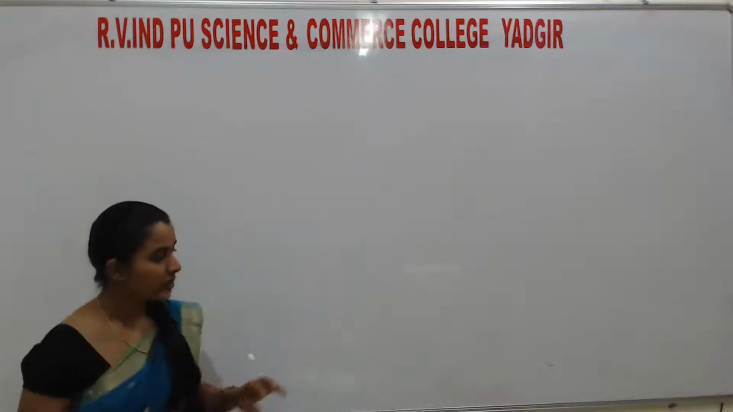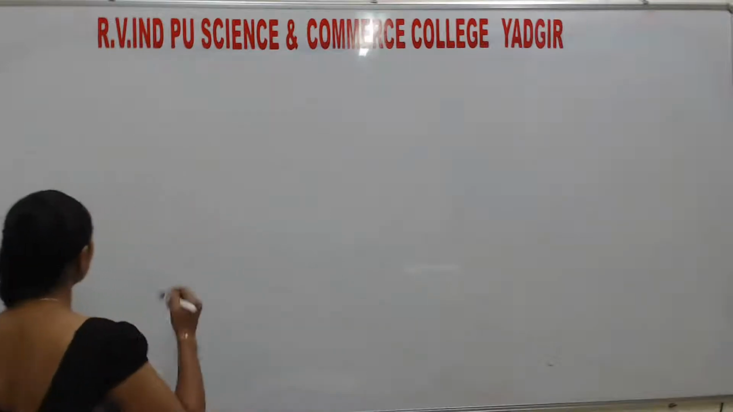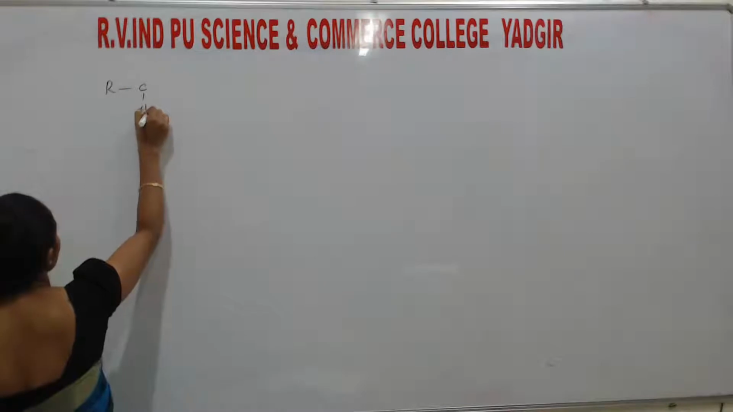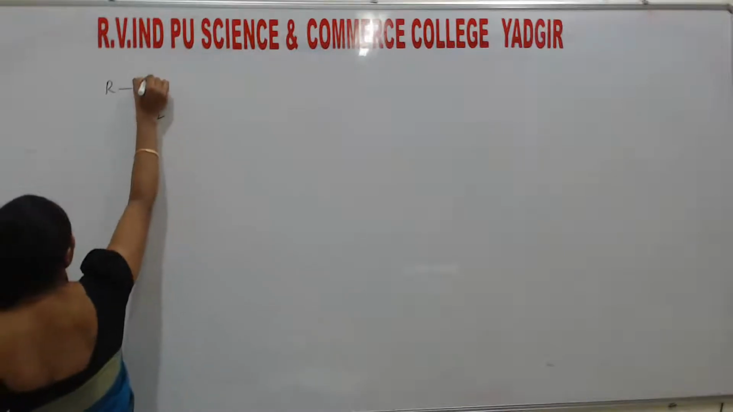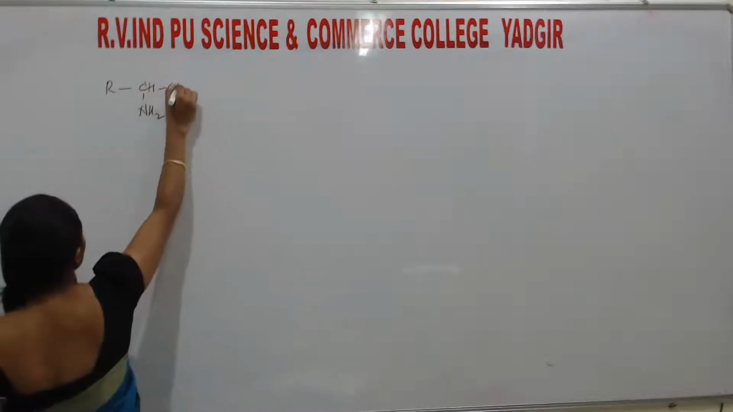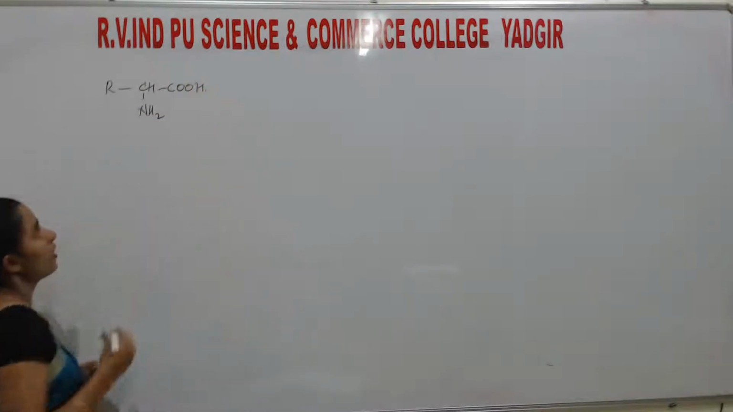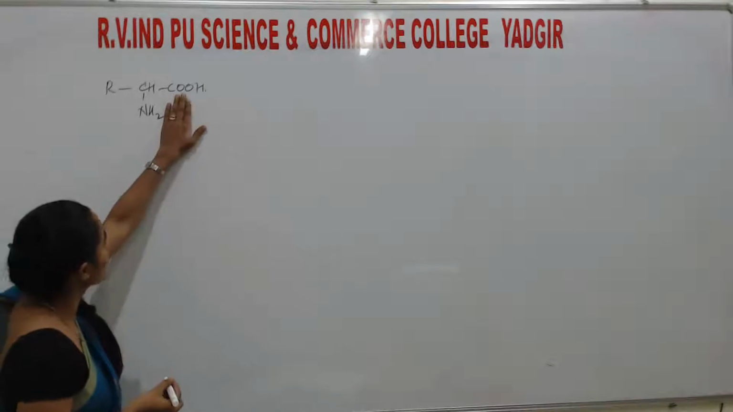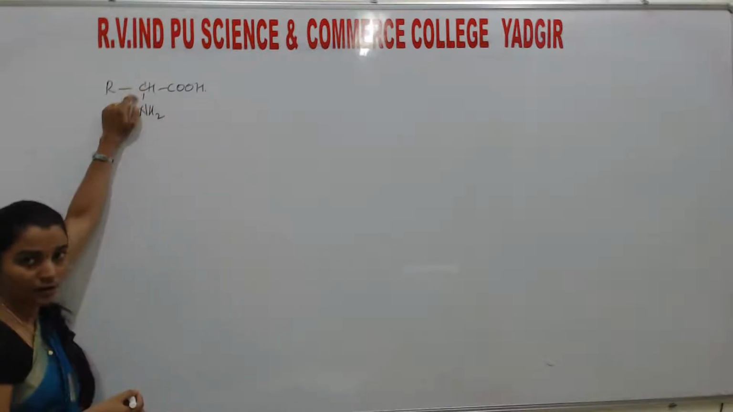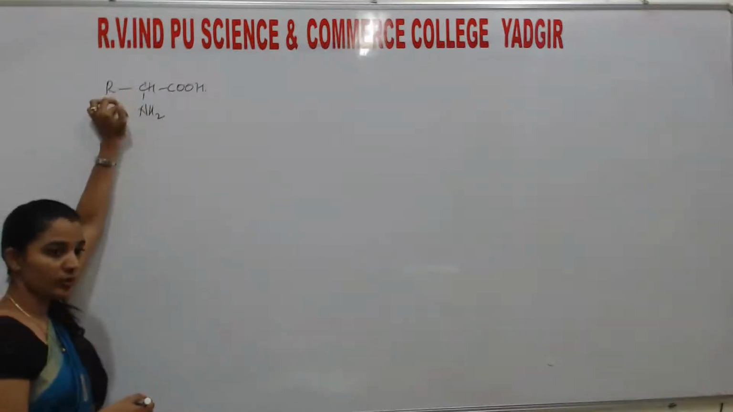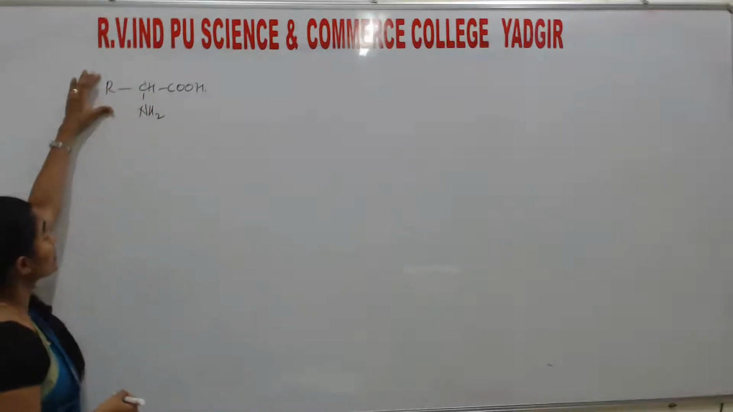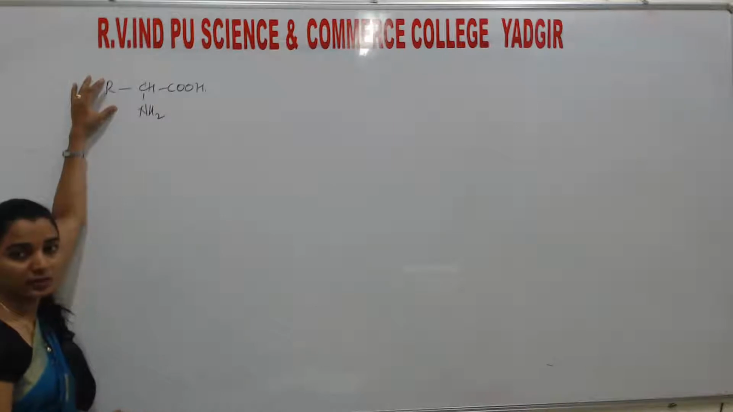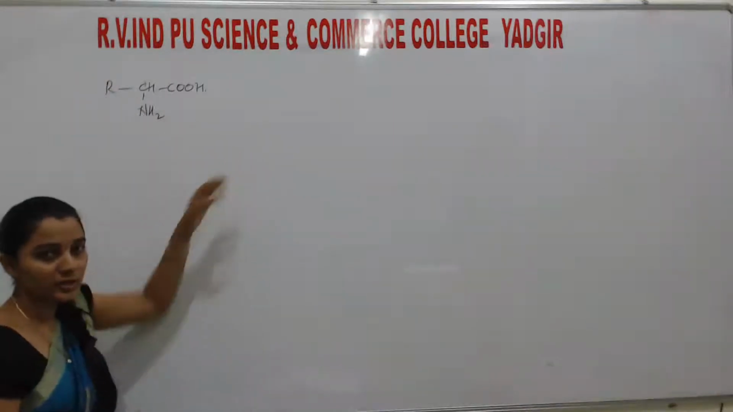In that, students, I explained that the amino acid structure is R, C, H, NH2, COOH. This is the alpha amino acid, because this is the alpha carbon, and to this carbon the NH2 group is attached. As I told you, as the R group changes, the name of the amino acid changes. I'll write some of the amino acid structures here.